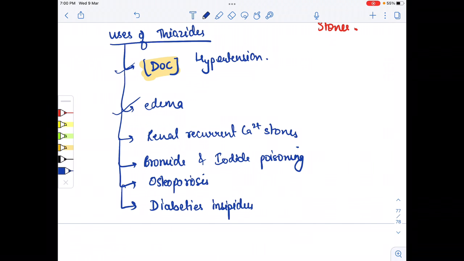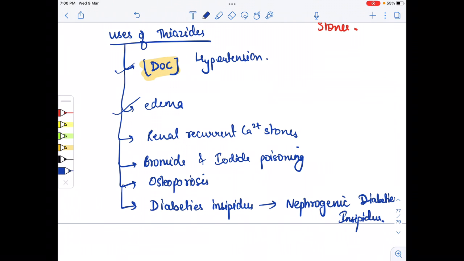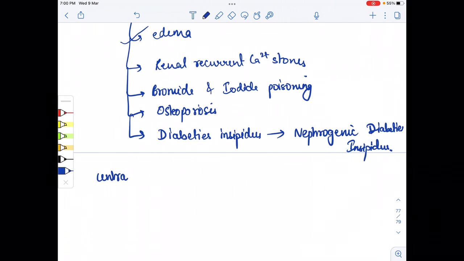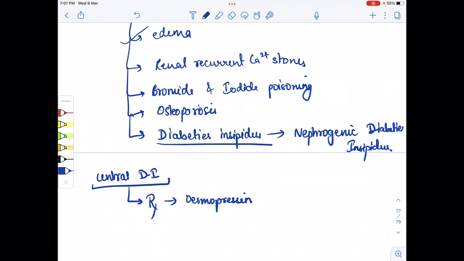Now mainly in diabetes insipidus, it is useful in the nephrogenic diabetes insipidus condition. For the central diabetes insipidus condition, the treatment is desmopressin, while for nephrogenic diabetes insipidus, the drug of choice is thiazides.